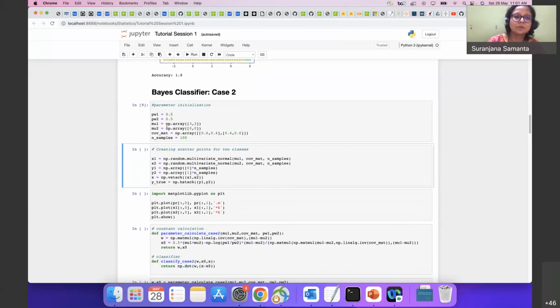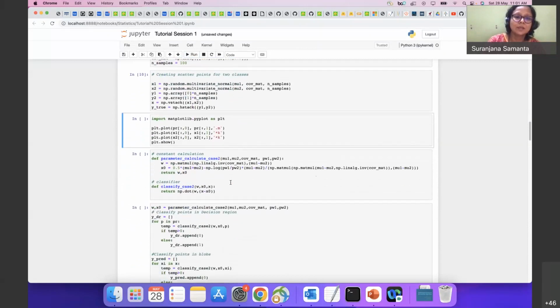For case 2, we are assuming that the covariance matrix is the same for both class 1 and class 2. This is again hard coded. You can anyway change that and see how your decision region is changing, how the data is changing. You can all do that, right?